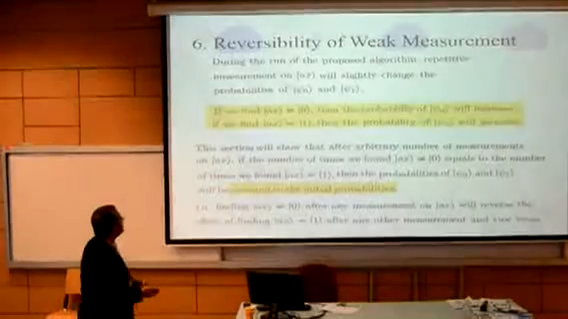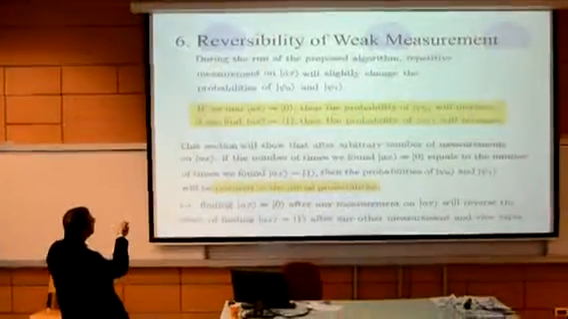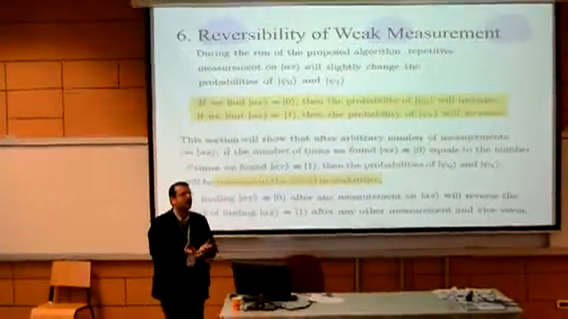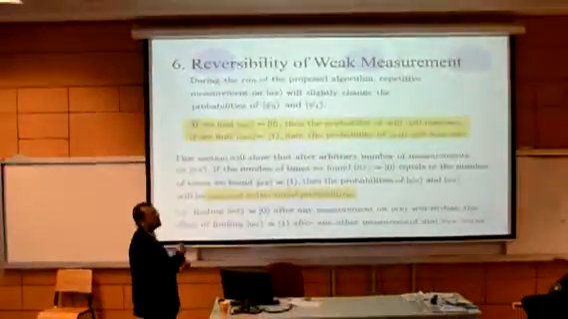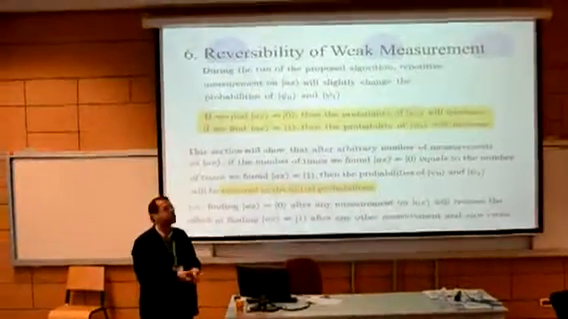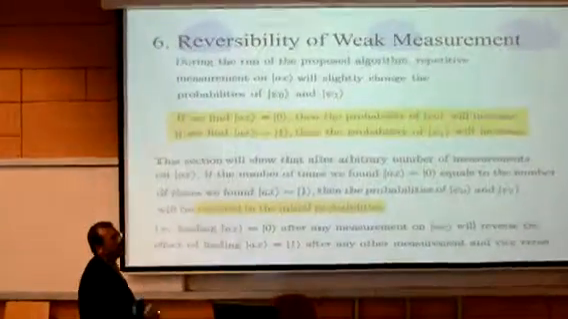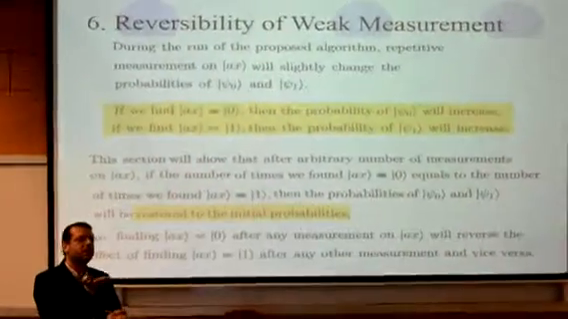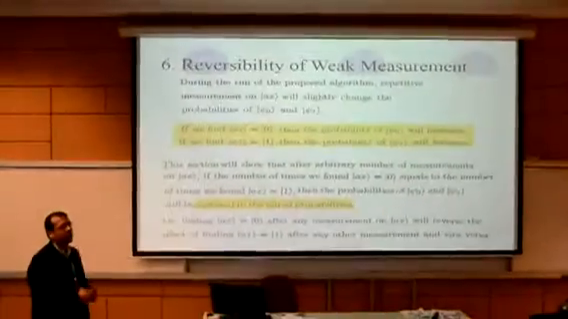The first thing we have to understand in this work is that the weak measurement actually is reversible. We can only imagine that if we find AX equals 0, then as we expect, the probability of psi 0 will increase. And if we find AX equal 1, then the probability of psi 1 will increase. The more we find AX equals 0, the more psi 0 will increase gradually. Actually, this is not going to happen.